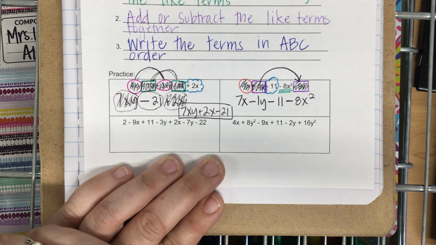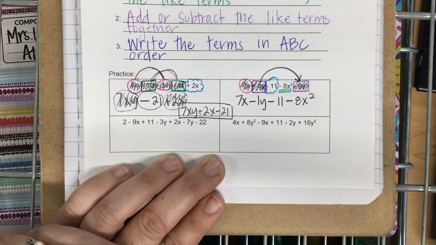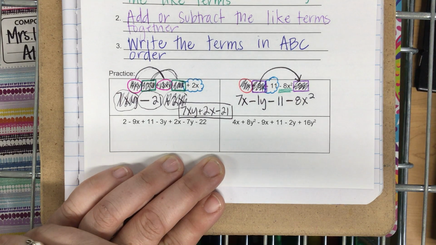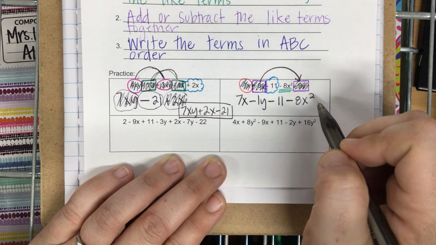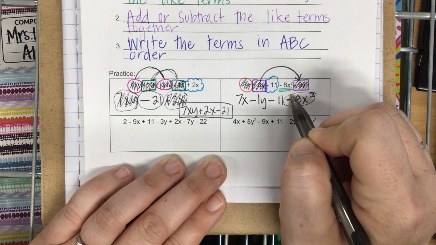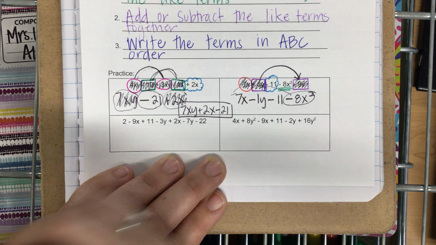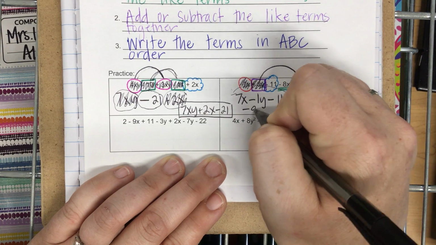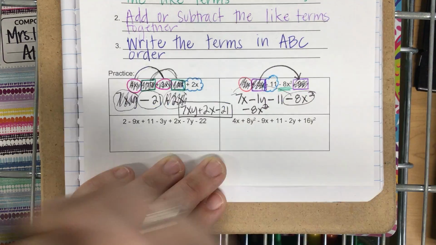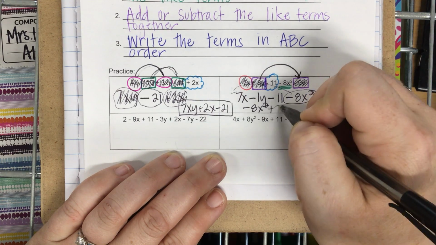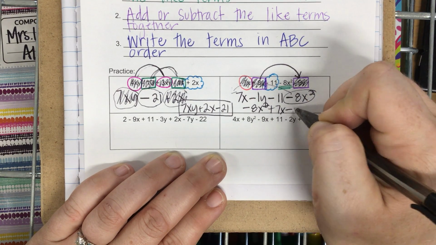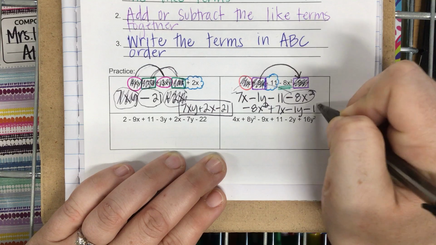I could move one thing to the front and it would be in alphabetical order. What do you think I can move to the front? Negative 8x squared can go to the front. So that would look like what? Negative 8x squared plus 7x minus 1y minus 11.